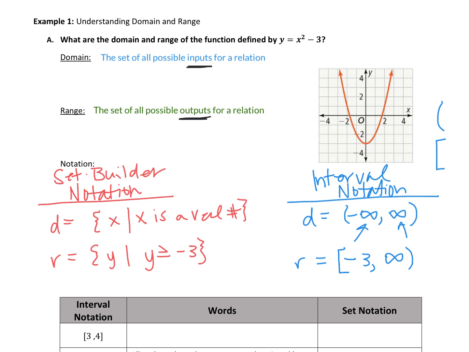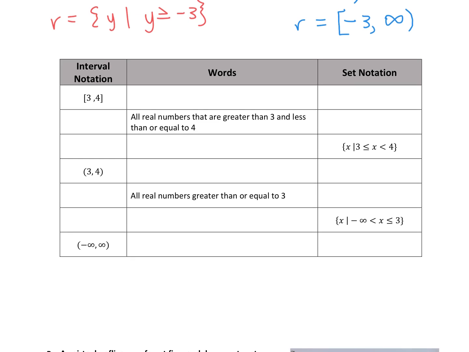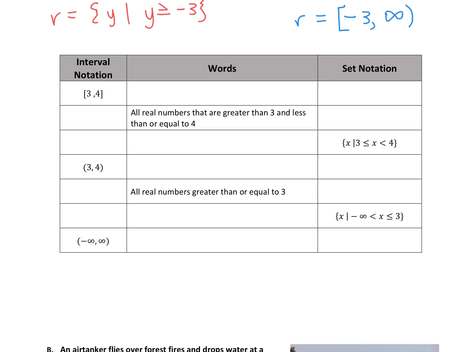Okay, so we're gonna keep working on that. I know that's a lot of new stuff you guys haven't seen before. So we're gonna work on filling in this chart just to understand how to go between interval notation, putting it in words, and set notation. So our first example is interval notation is [3, 4].